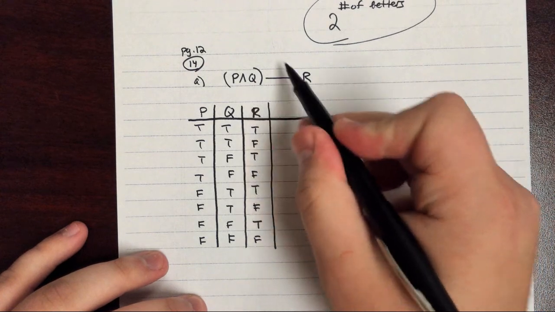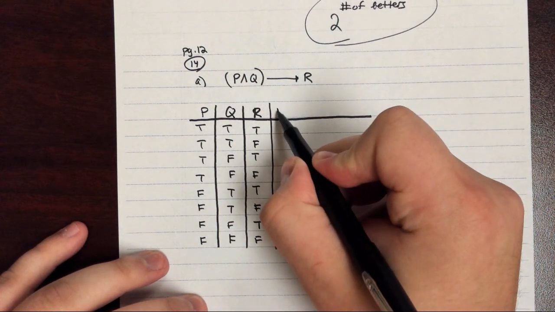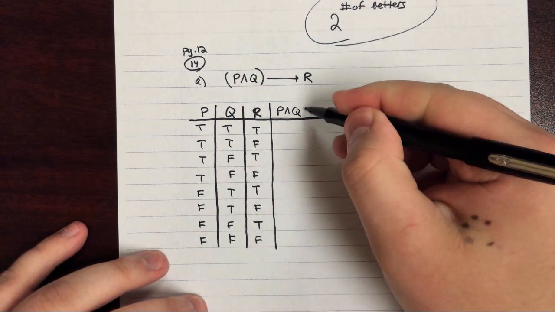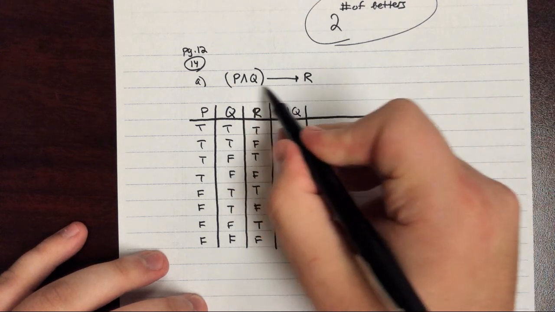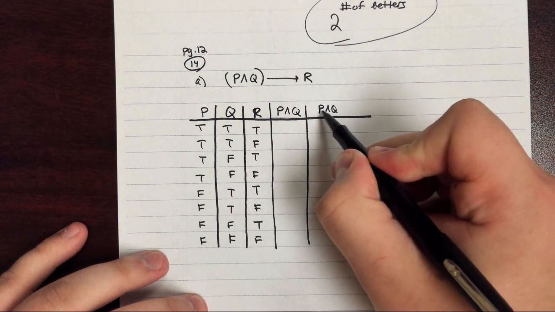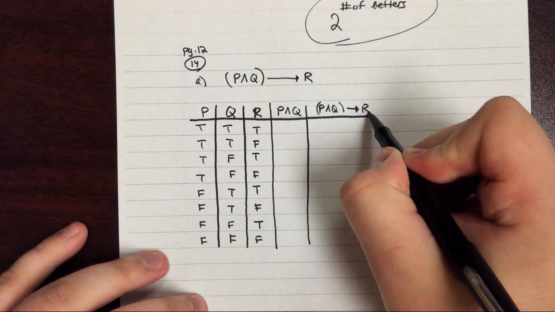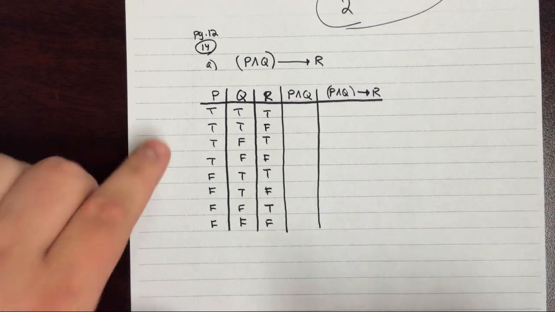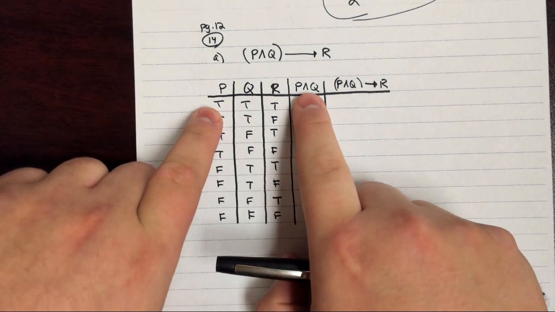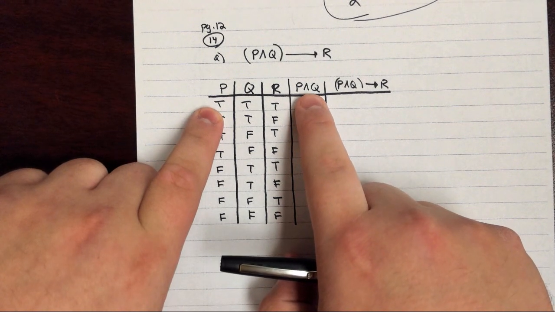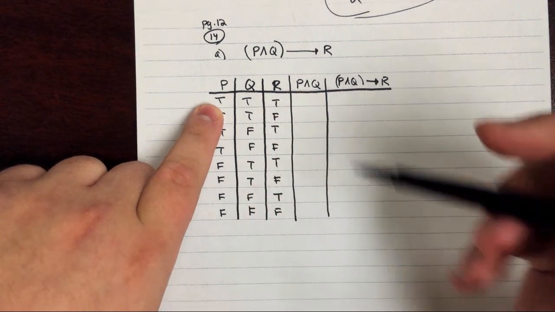All right. To make this statement, we need P and Q. And then we need the whole thing. P and Q implies R. So for P and Q, and means that both have to be true. So what are the truth values going to be here?